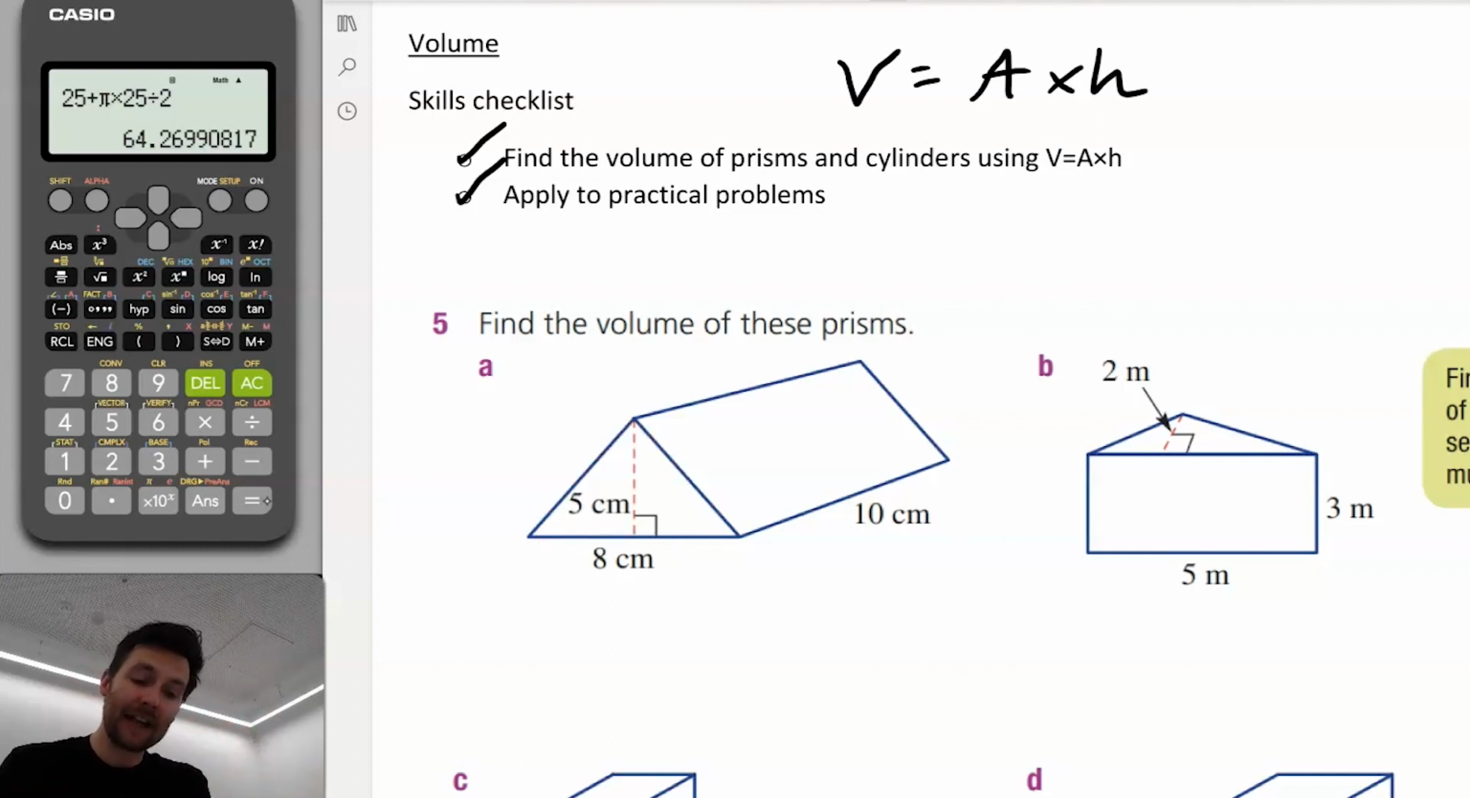And then the height isn't literally how tall it is, it's just whatever the other length is, going into whatever dimension we're going. Sometimes it's going to be tall, sometimes it might be going into the page or something like that.